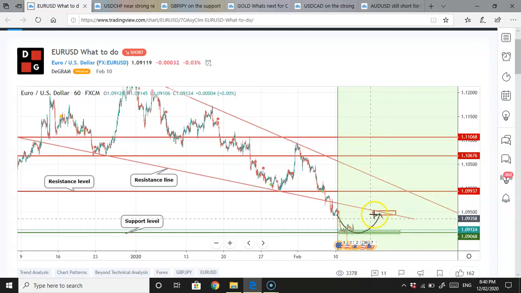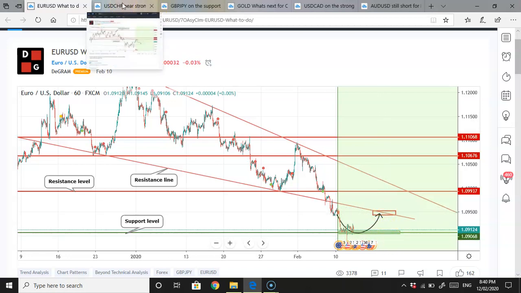So again, with the rectangle, have a tight stop within reason based on the price action, wait for confirmation, and then we'll be playing it down to the support level. All right, so that's the Euro US dollar sell trade idea.